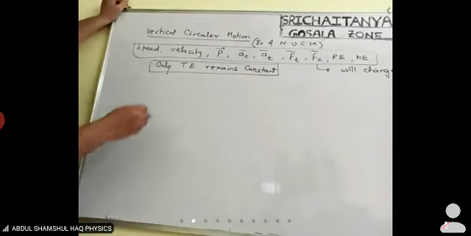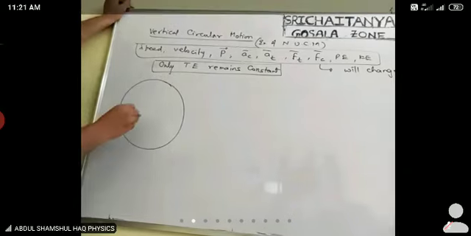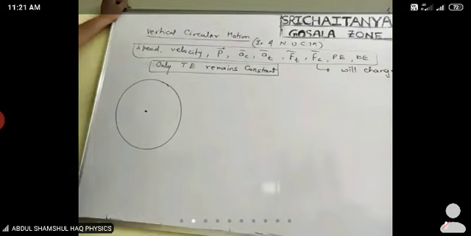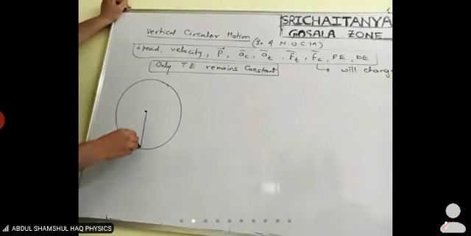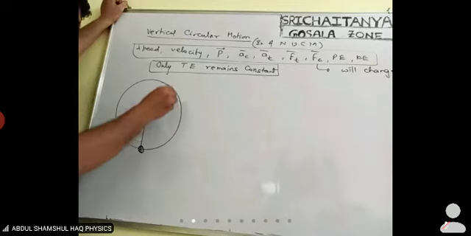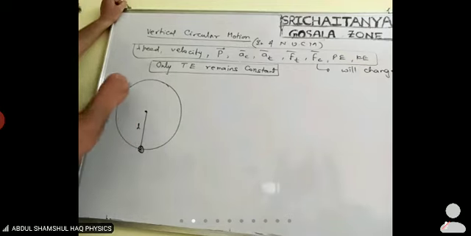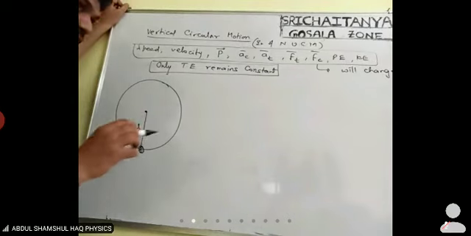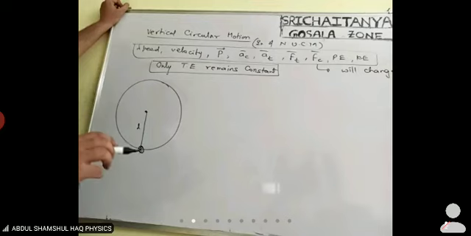Students, if I see, this is a circular path. This point is connected to a rope of length L, connected to a body, a stone, or this may be a bucket containing water. When it is rotated in a vertical circular path in this way, in the vertical plane, at every point it should have some minimum speed.